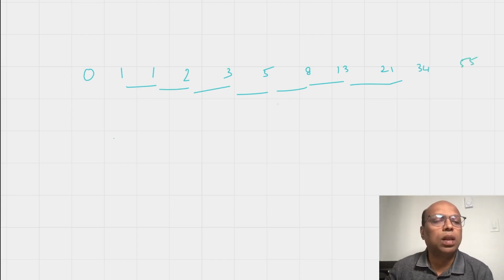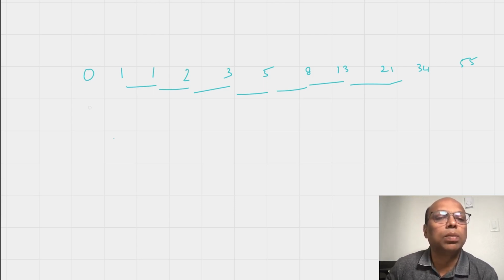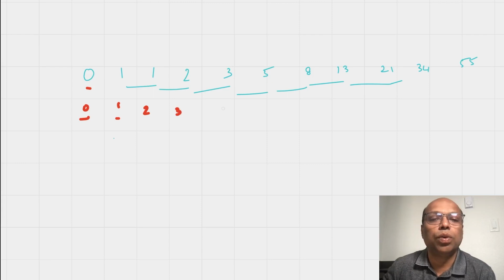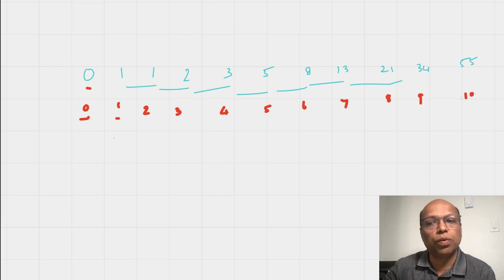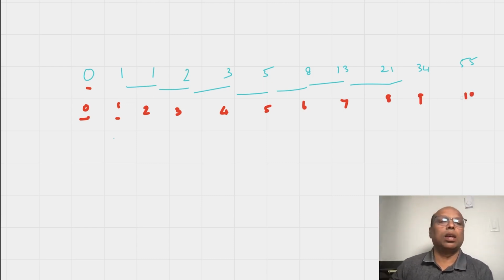Now, how do we generate the Fibonacci numbers? We always generate the Fibonacci numbers by adding the previous two numbers. Fibonacci of 0 is 0. Fibonacci of 1 is 1. Fibonacci of 2 is also 1. 3 is 2. 4, 5, 6, 7, 8, 9, 10. If you want the 11th number, how do you get it? By adding 34 and 55. Okay, now let's go to this.